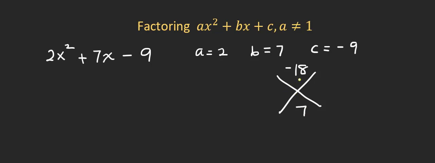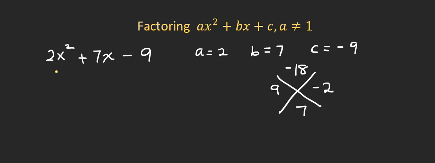So we need to find two factors, a pair, such that when you multiply, you get negative 18, and when you add them up, you get 7. One of the factors has to be negative. So how about 9 times negative 2? 9 times negative 2 is negative 18. 9 plus negative 2 is 7.